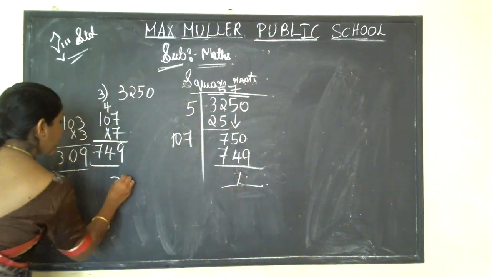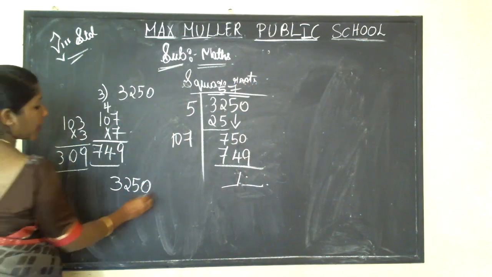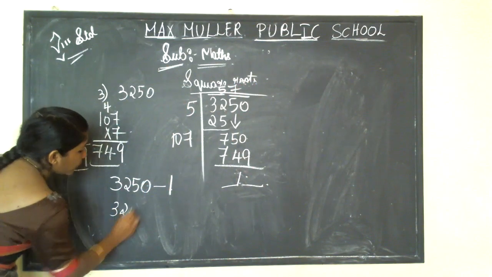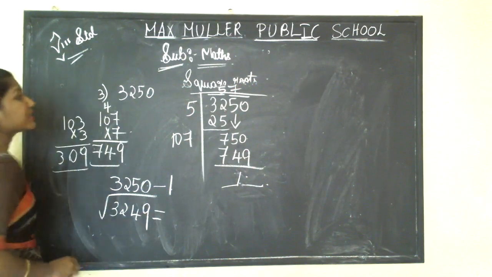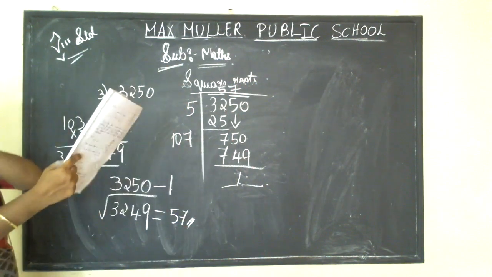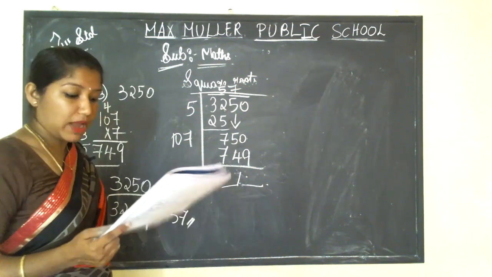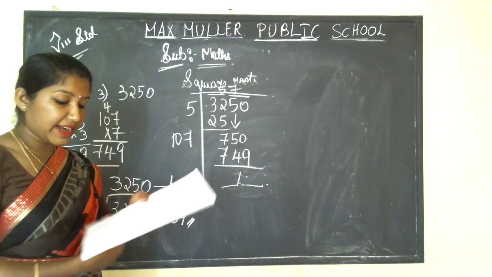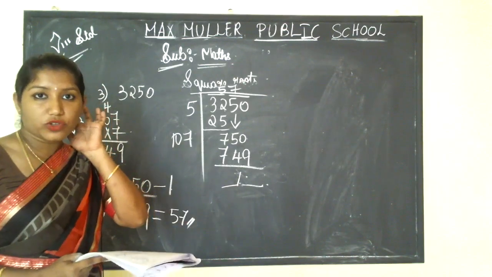Here, to get a perfect square number, you have to subtract 1 from this number. So you will get 3249, and the square root of 3249 is equal to 57. Okay? Hope all understood how to solve these problems. The rest of the problems you will do. Two problems are there, 825 and 4000. You have to solve. Okay, students?